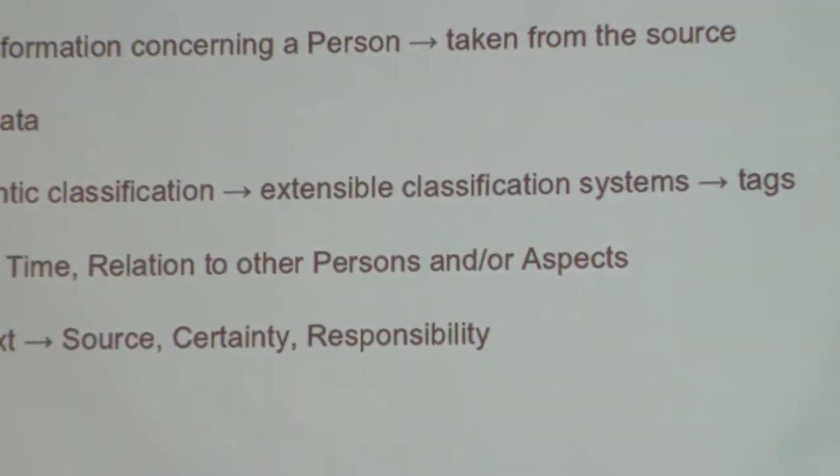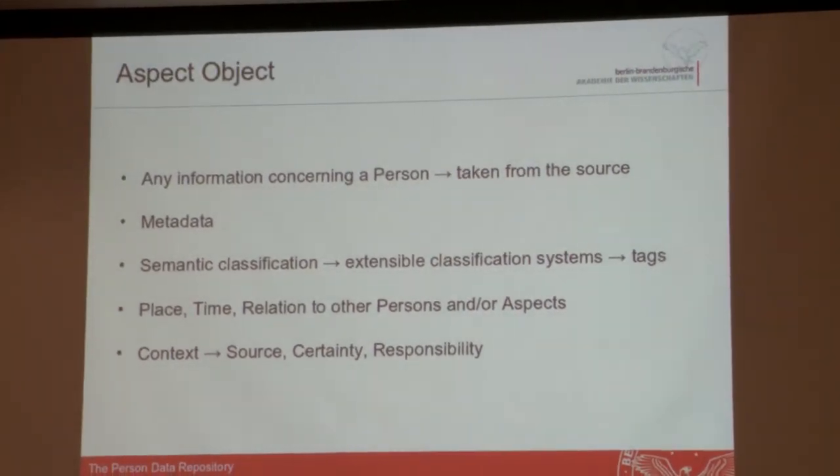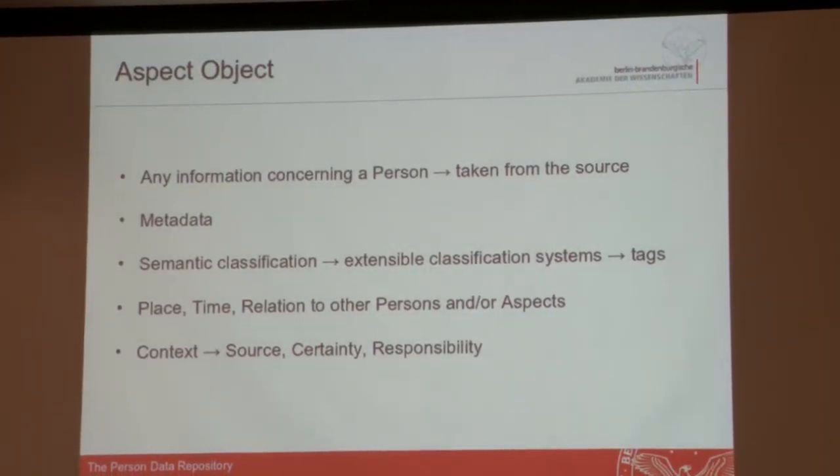The aspect object holds the information concerning a person. And this information is taken directly from the source. It's a string, as it is represented in the source, with the same spelling. And then you add semantic information on a metadata level, where you can use our predefined set of classifications, or you can extend it, or you can use your own set.